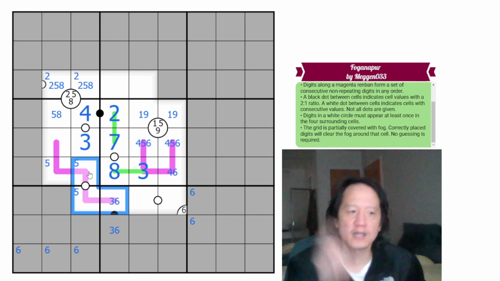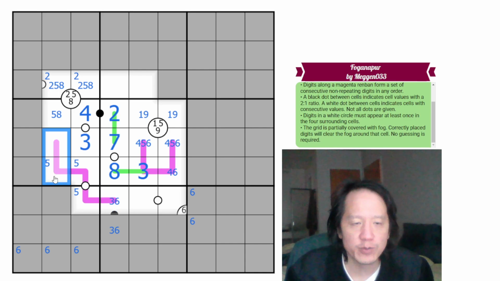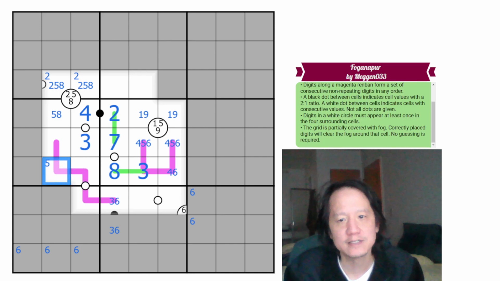Well, to be consecutive, you would also have to have a 4. But where is the 4? It would have to be here, but we already have a 4 here. Therefore, 5 cannot be either of these digits because it would have to have a 6 with it. Therefore, this can't be 5, and this has to be 5.